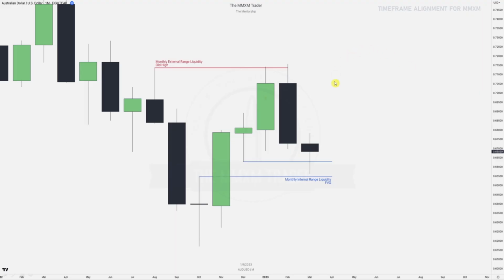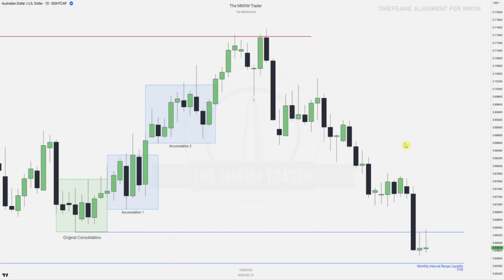the core concepts, right? External to internal range with order pairing. So we've hit that external range liquidity. So what is the draw on liquidity afterwards? We want to go to an internal range, right? So external to internal. What does that look like on a daily time frame, right?